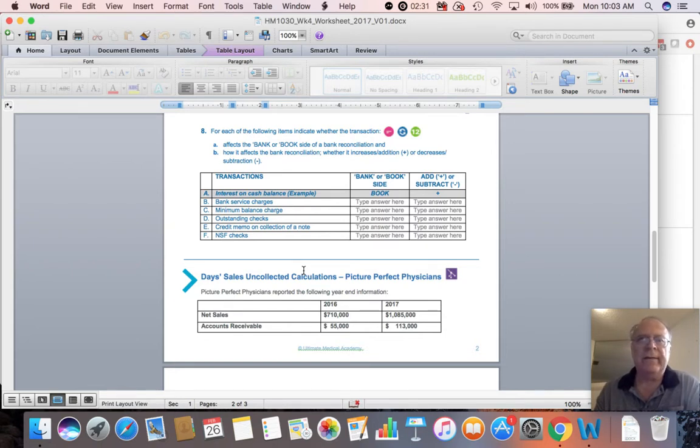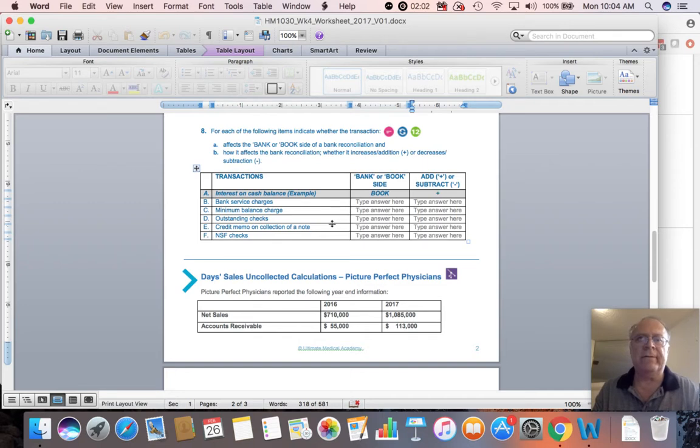question A is interest on the cash balance. So what has happened here, the bank has given you interest on your checking account balance, but you have no way of knowing this until you get the bank statement. So the bank has already recorded this, so this needs to be recorded on the book side. And since it increases the balance, you need to put a plus sign over here on the right-hand side.